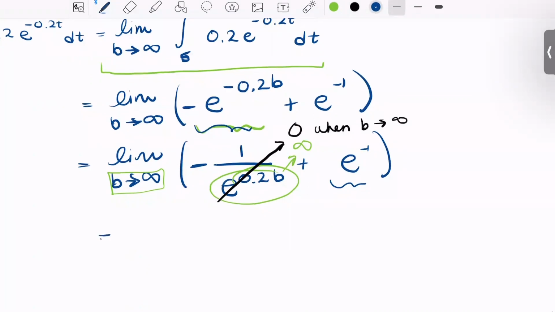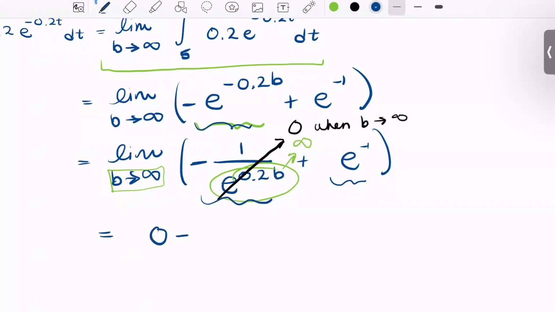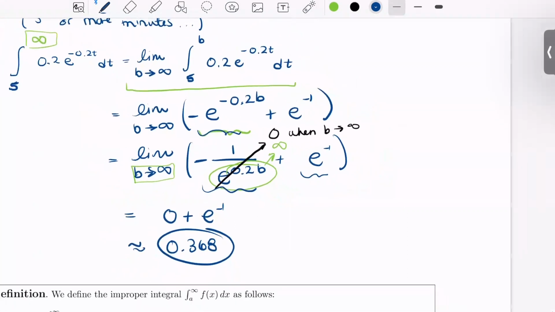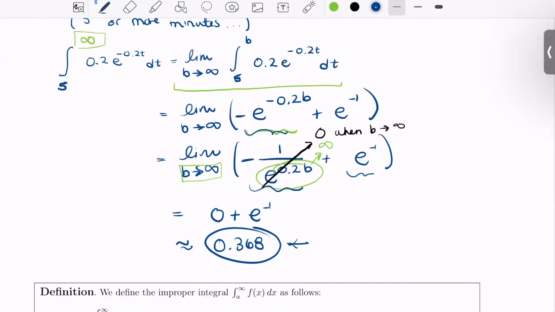So then this limit becomes, we no longer need the limit when we put evaluated. What happens to this term? So this becomes 0 plus e to the negative 1. And if we compute that in our calculator, we get about 0.368. So the fraction of people that wait at least 5 minutes is 36.8% of customers, or 0.368 of the customers wait at least 5 minutes.